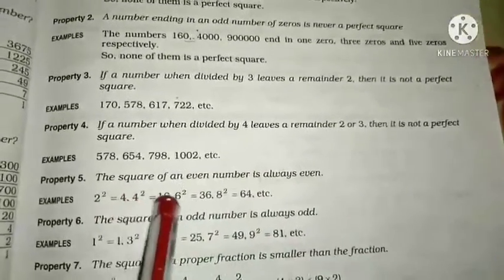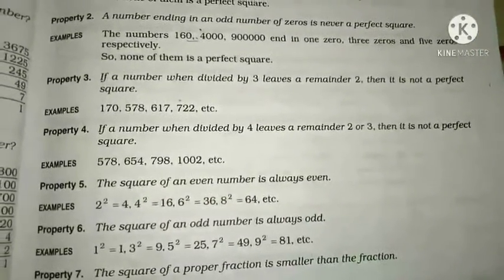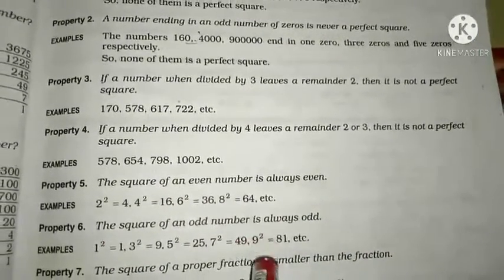Next property says that the square of an even number is always even, and also the square of an odd number is always odd.